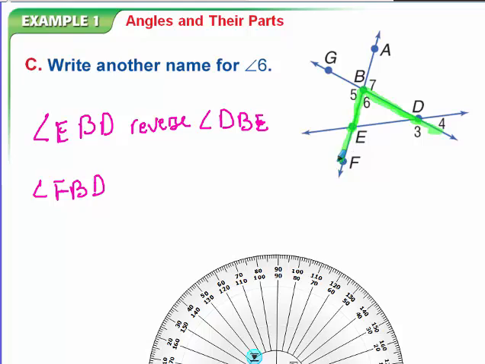Just make sure the letters along it, and just imagine that you have a highlighter, and you're just starting at the one point and tracing. The vertex is always in the middle, and then you go off to the other side.